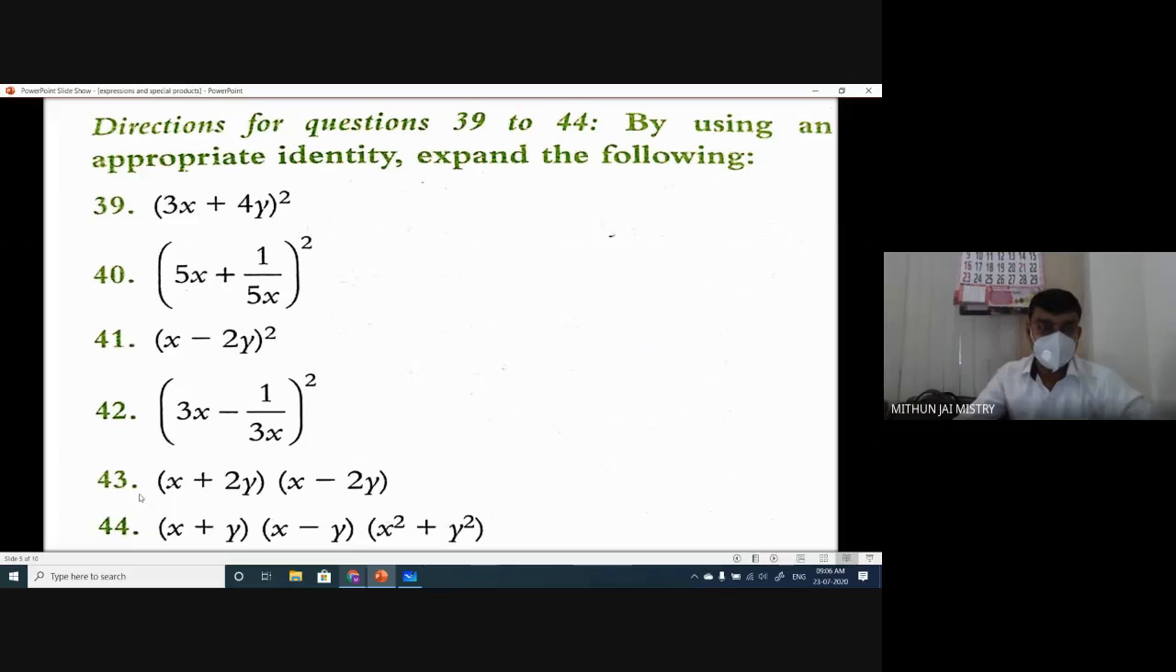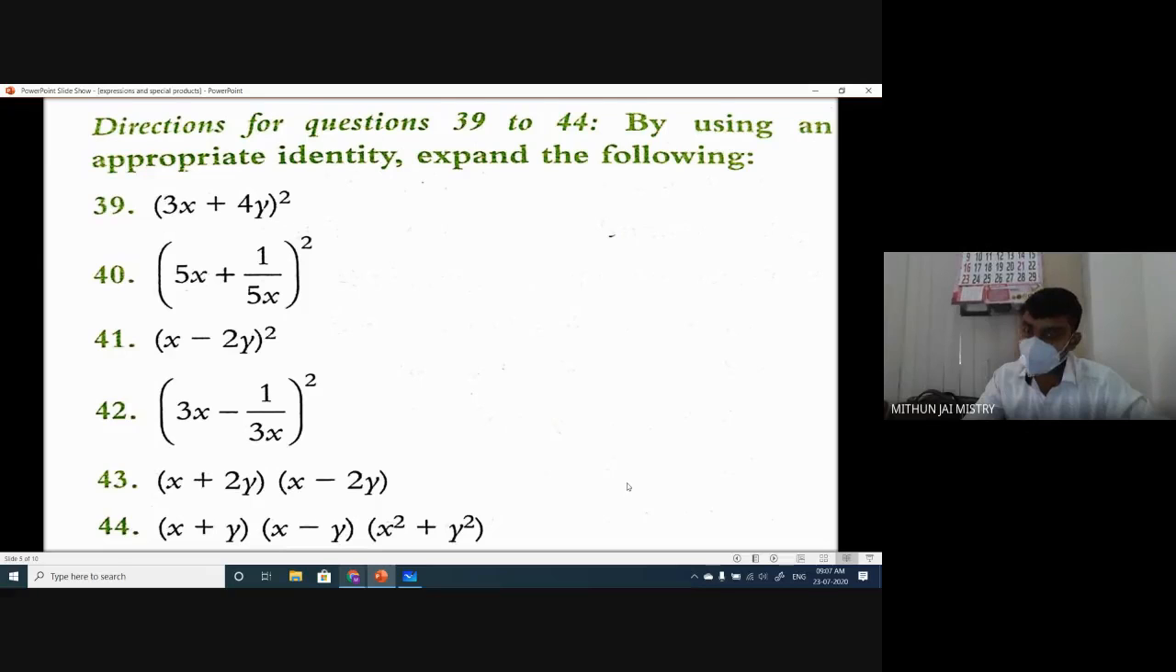Question 43, it is in the format of a plus b into a minus b. You will first write the given, x plus 2y into x minus 2y. Then you will write that this is in the form of a plus b into a minus b is equal to a square minus b square. Below that again you will write x plus 2y into x minus 2y is equal to x square minus 2y whole square. That means in the place of a you are writing x, in the place of b you are writing 2y. So 2y whole square. And when you further expand, you will get x square minus 4y square.